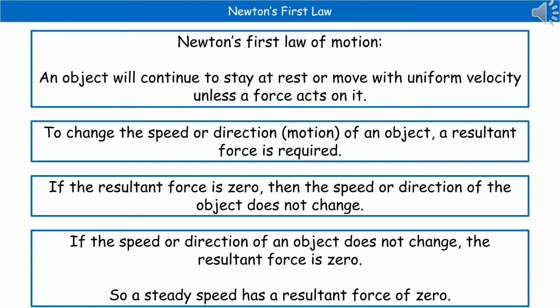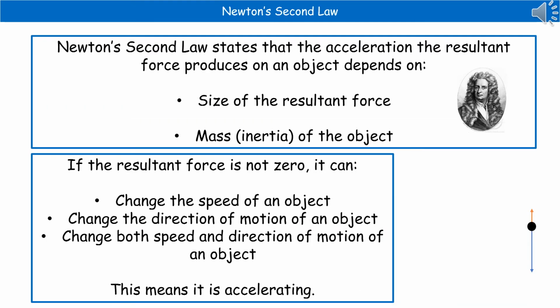So make sure that you do remember that if an object has a steady speed, then that means that the forces are balanced or equal. Newton's second law states that the acceleration the resultant force produces on an object depends on the size of the resultant force and the mass of the object.